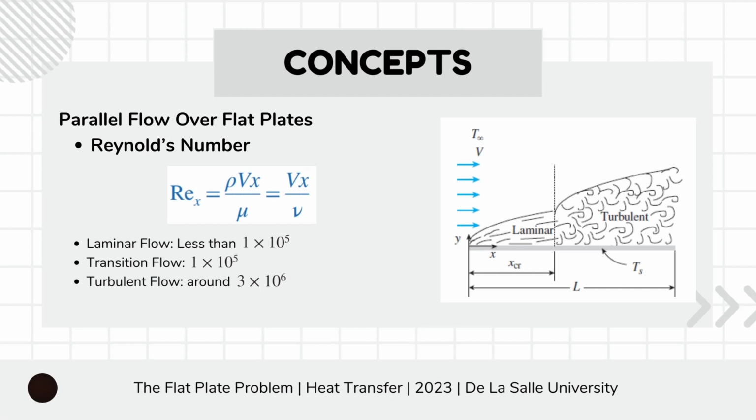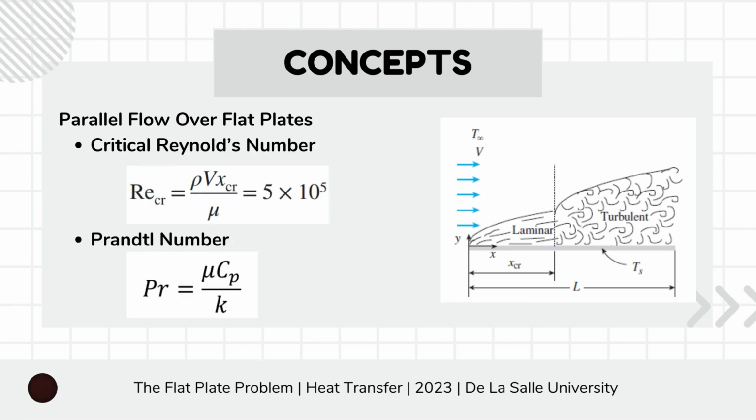So the flow is considered laminar if the calculated Reynolds number is less than 1 times 10 raised to 5, and is considered transition if the flow is from 1 times 10 raised to 5 to 3 times 10 raised to 6, and is considered turbulent if the flow is greater than 3 times 10 raised to 6.